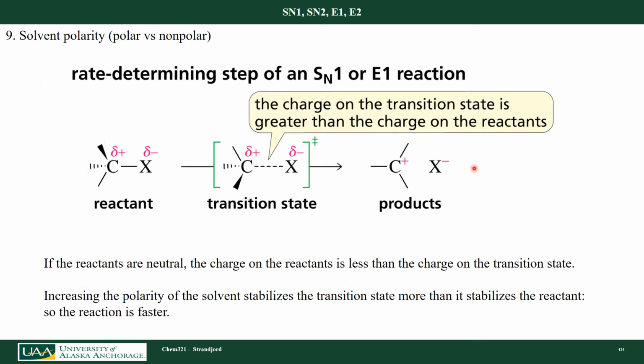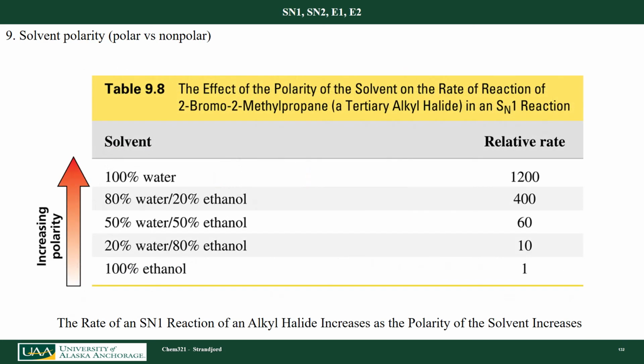If we just look at SN1 and E1 reactions, in order to get from my reactant to the carbocation, I have to go through a transition state, and that transition state is polar, and so polar solvents will stabilize that transition state, and they will also stabilize my products. Let's look at some effects of solvent polarity.